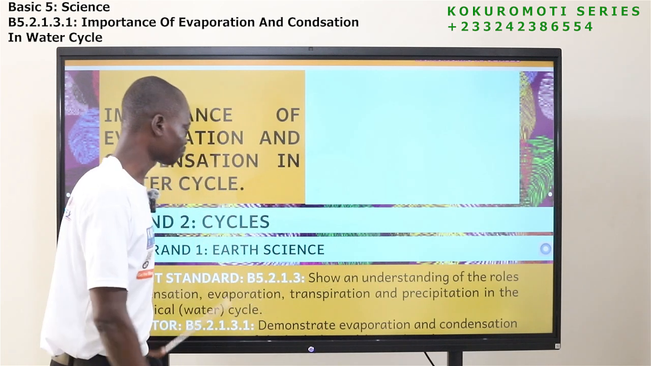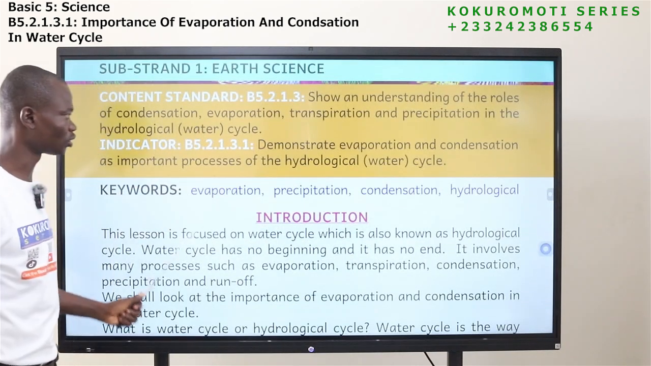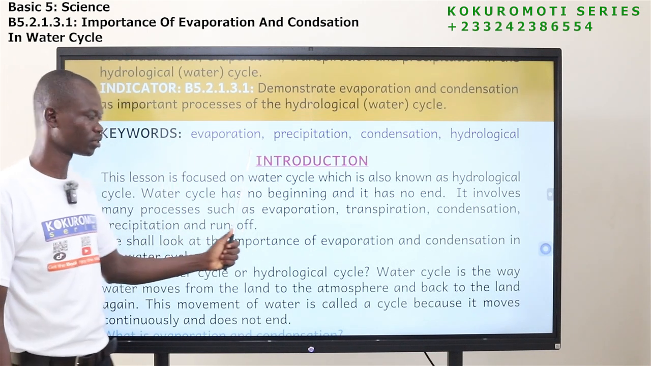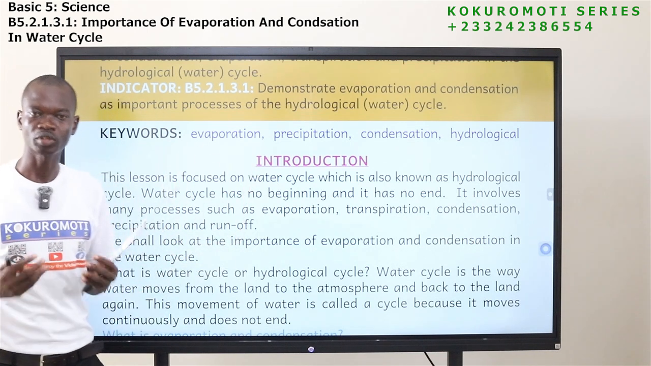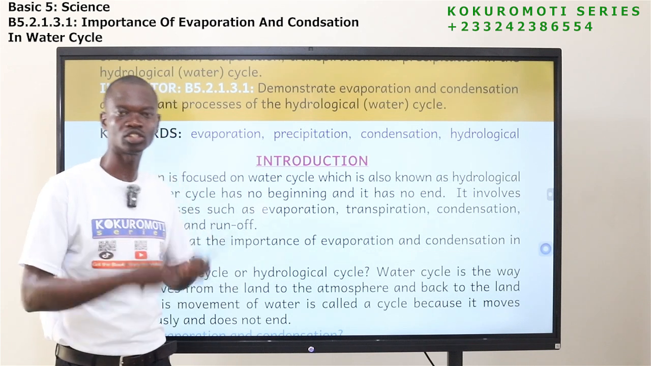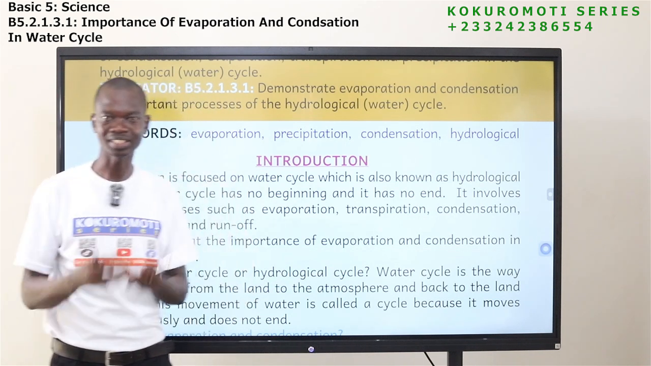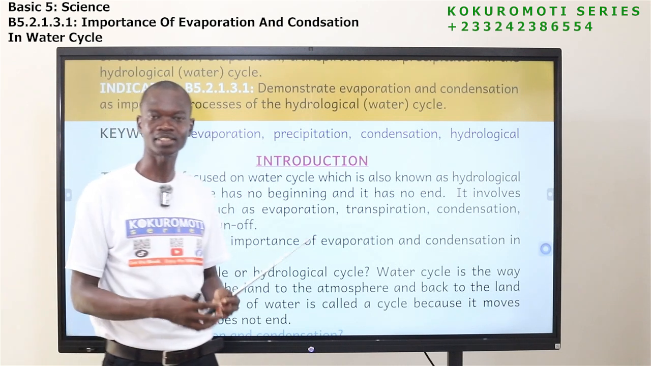So in this lesson, there are some key words that we need to know. The first one is evaporation. Evaporation is when water turns into water vapor. So evaporation is a process where water changes or turns into what?